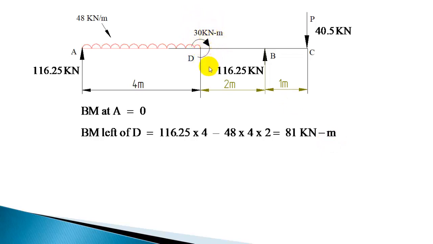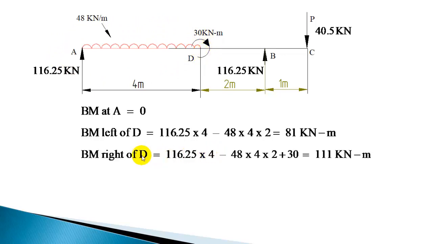Immediately right of D, you have to include the couple. The moment produced by all these forces will remain the same because you are only moving a small distance away. You should add this couple, 30. So the bending moment right of D is the same summation plus 30. That will give 111 kilonewton meter. That is the bending moment right of D.